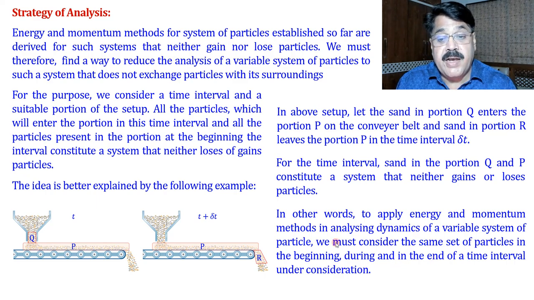Let us see how it is accomplished here. We have considered particles in Q and P. How many particles are in Q? That many particles which will enter P in time t plus delta t, and which will leave P in time t plus delta t. So in this way, we are considering in the beginning some set of particles, and at the end the same set of particles in the system. In this way, we can analyze, with the methods we have developed, a system whose particles are fixed. Let us see how we can apply these ideas by considering a few example problems.